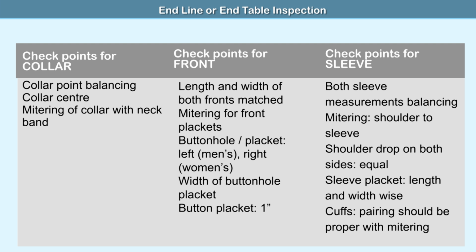Checkpoints for sleeve. Both sleeve measurements balancing. Mitring shoulder to sleeve. Shoulder drop on both sides equal. Sleeve placket length and width wise. Cuffs. Pairing should be proper with mitring.